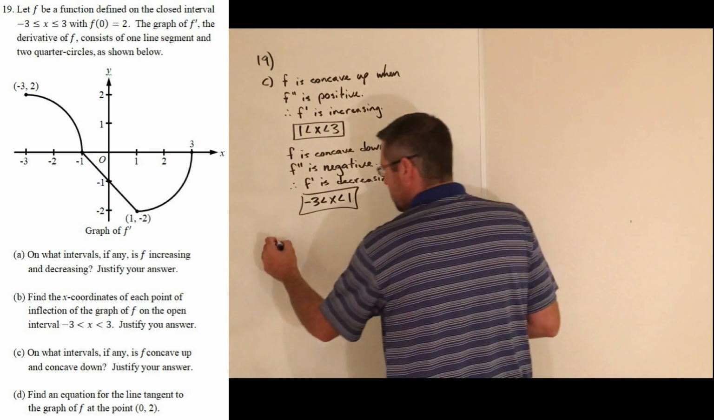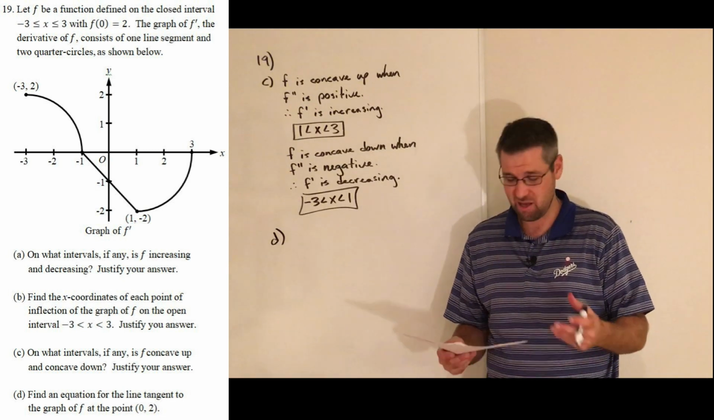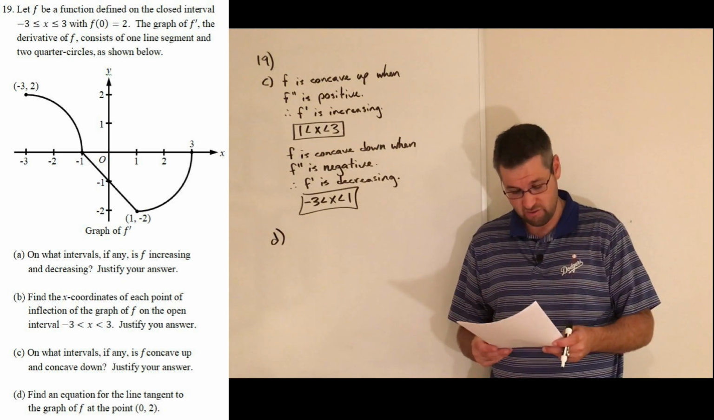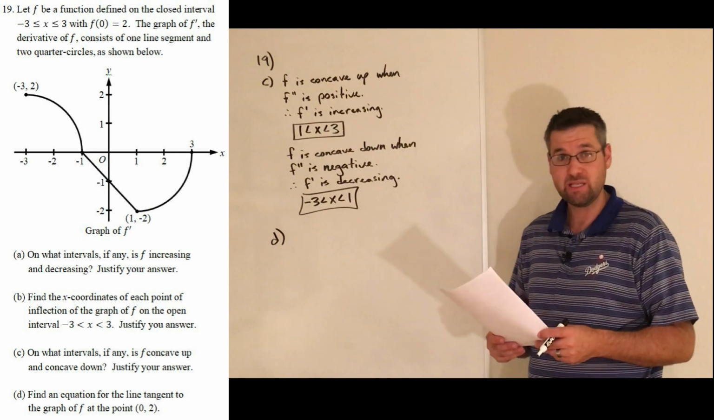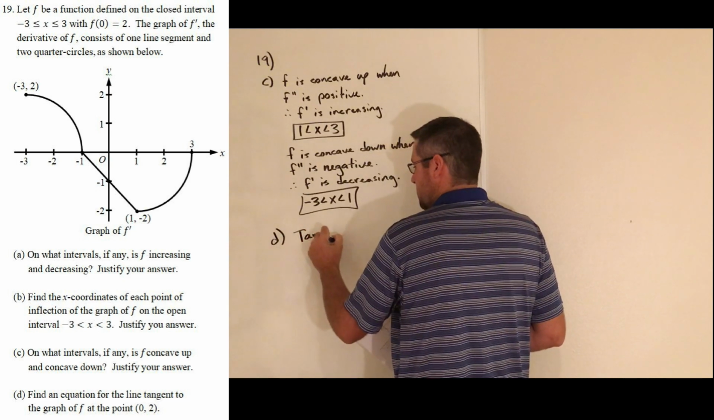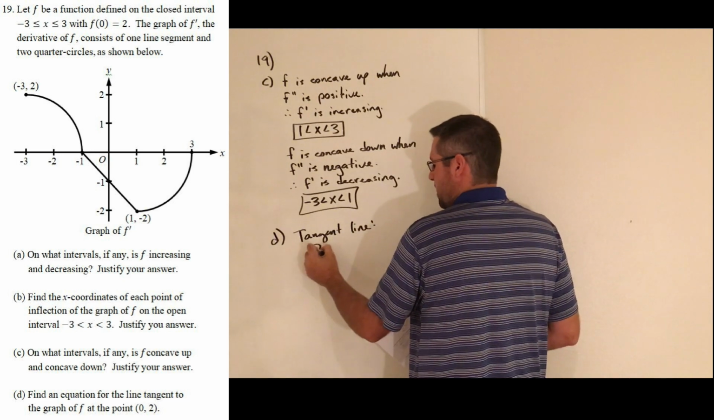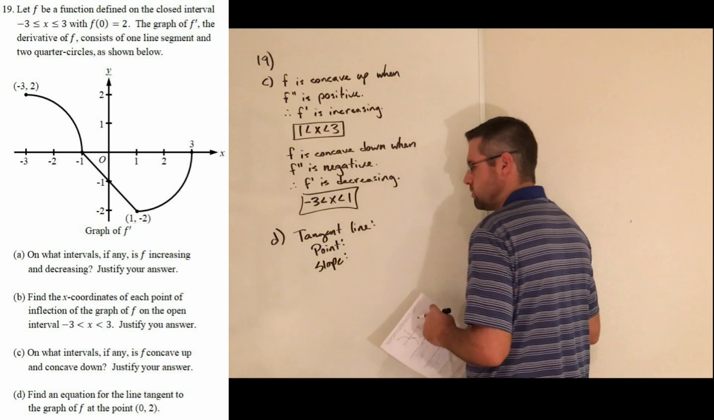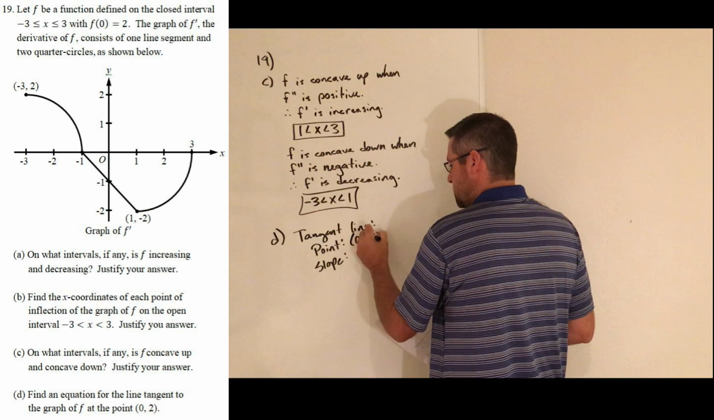Part D goes on a different road here. It's actually an easy problem, but we get hung up on very simple things sometimes. It says, find the equation of the tangent line to the graph of f at the point (0, 2). So remember, in order to find a tangent line, you need two things. You need to find a point, and you need to find a slope. Well, it already gave you the point, (0, 2).